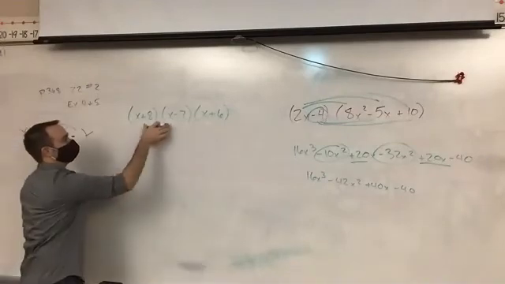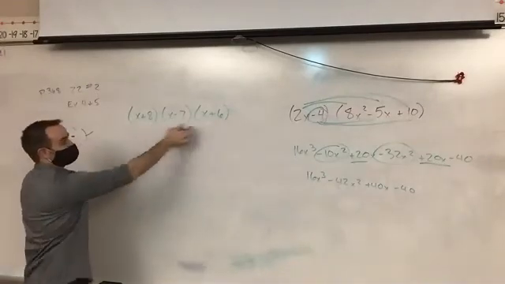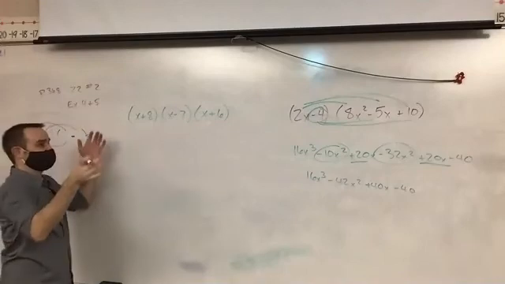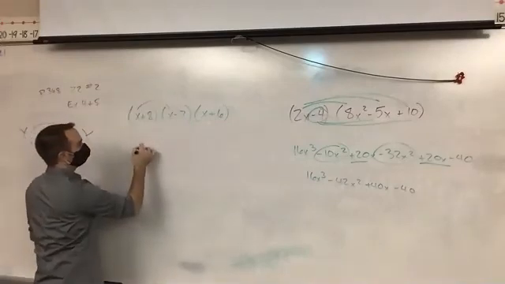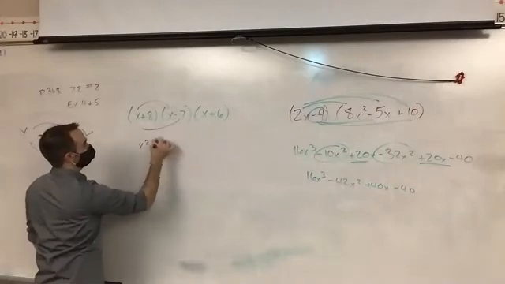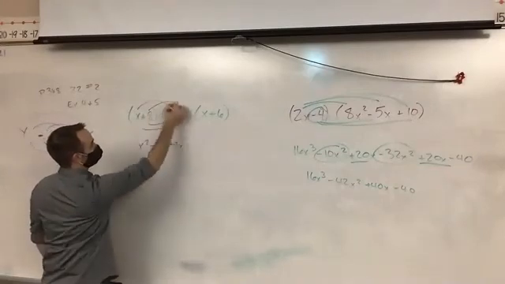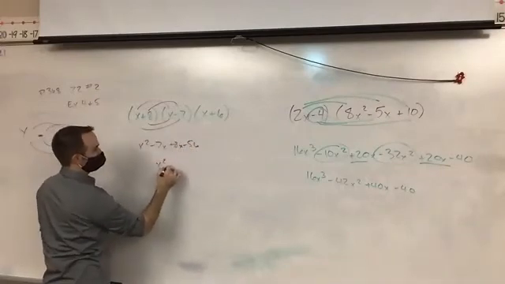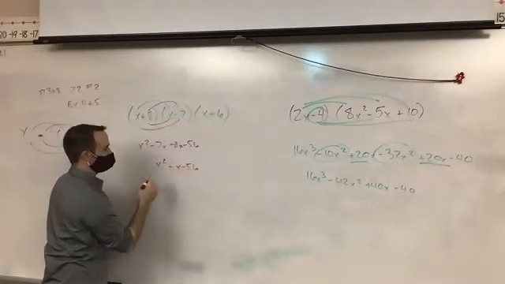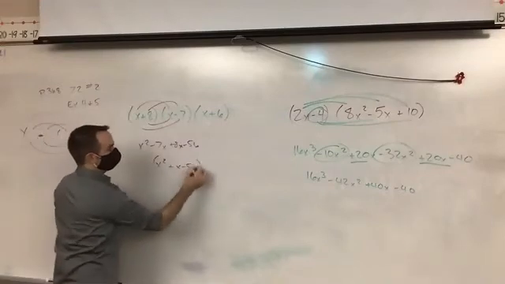So we can FOIL the first 2. It doesn't have to be the first 2. It could be the last 2. It could be the first and the last. Doesn't matter. I'm going to FOIL the first 2. So I FOIL them: x squared minus 7x plus 8x minus 56. Combine my like terms. I end up with x squared plus x minus 56.